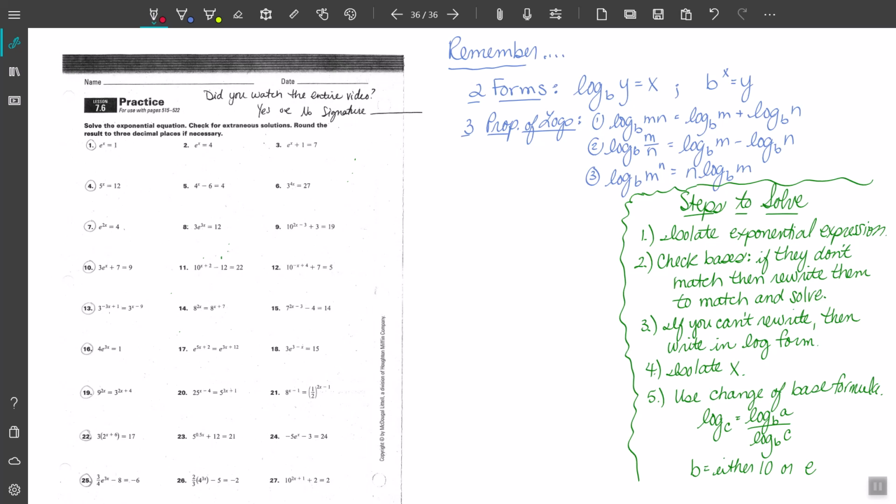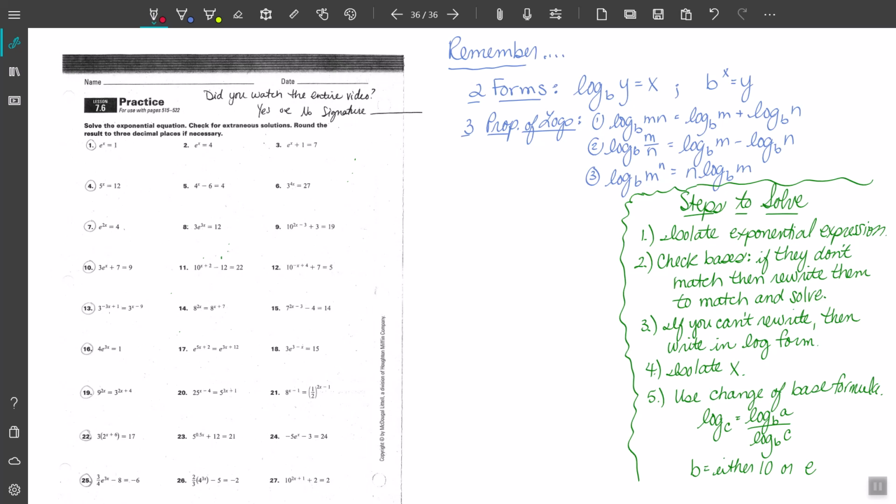So we need to remember both of those because we're going to have to be able to go back and forth between them. The three properties of logarithms, and you can see your property for multiplication, division, and then what we have there in number 3, when you have your m raised to an exponent. And then over there in the green, I gave you some steps to follow to solve these until you become accustomed to it. The first thing we're going to want to do is isolate our exponential expressions.